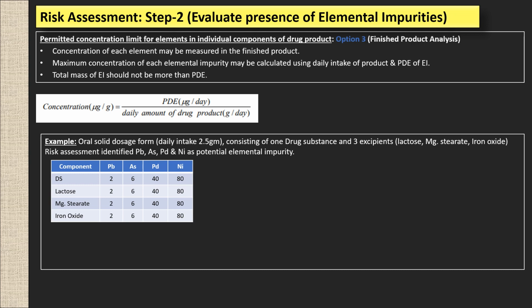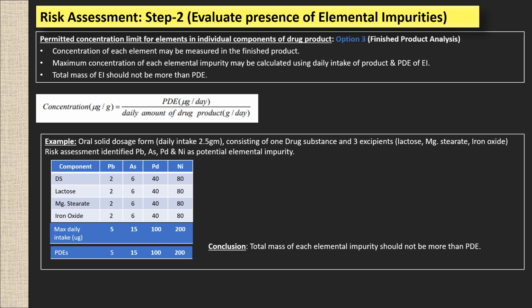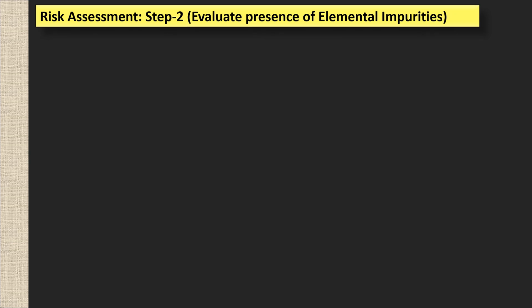here is similar to the values that are obtained in option 2A, because the PDE value gets divided by the amount of drug substance, that is 2.5 mg. So it is a common limit for all, and the values obtained is 5, 15, 100, which is the elemental impurity concentration into the amount of drug, that is, for example, for lead 2 into 2.5, because 2.5 is the concentration of the drug, and then it is compared with the PDE. So total conclusion is the total mass of each elemental impurity should not be more than the PDE, right?